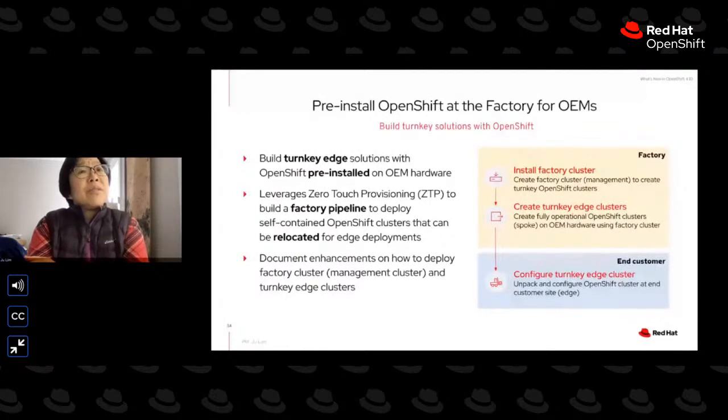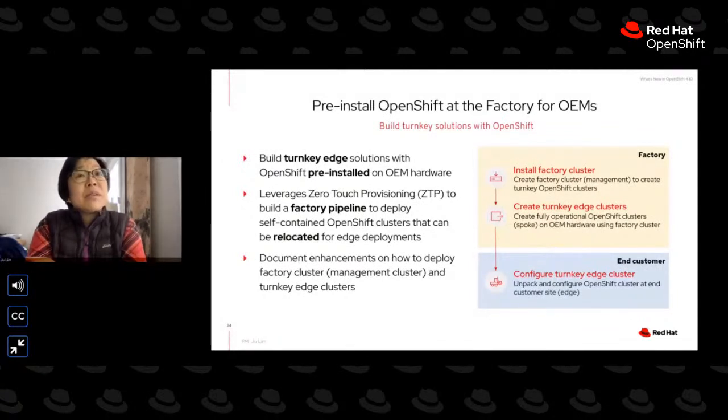So in 4.10, we're introducing a new capability to enable OEM partners to pre-install OpenShift at the factory. What this means is they're now able to build turnkey solutions with OpenShift embedded, or rather pre-installed on the OEM partner's hardware. This is well suited for partners looking to build turnkey solutions for rapid edge deployments.